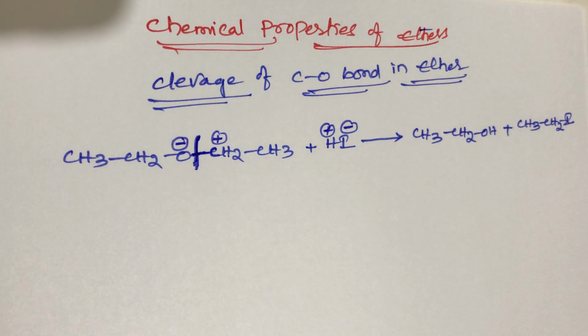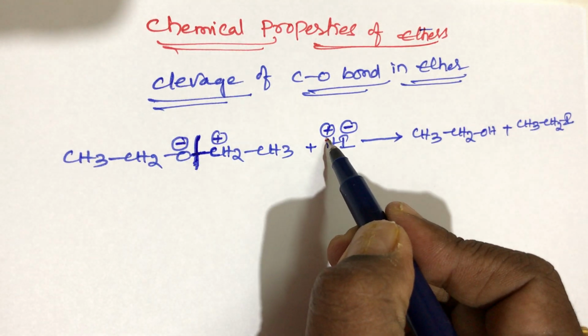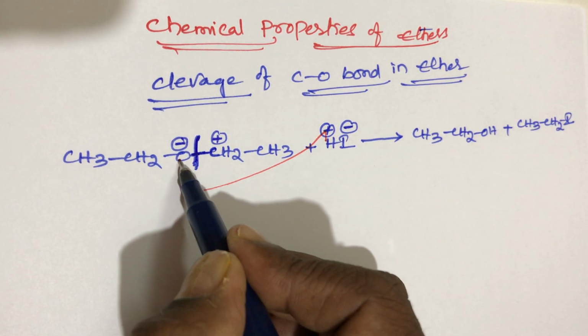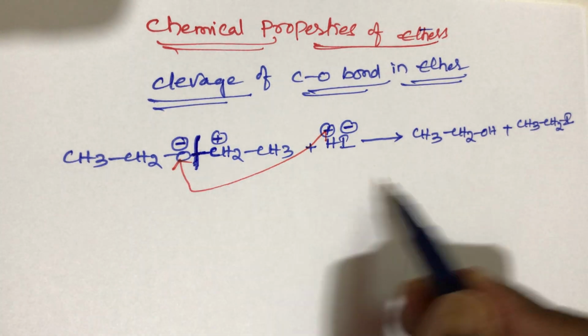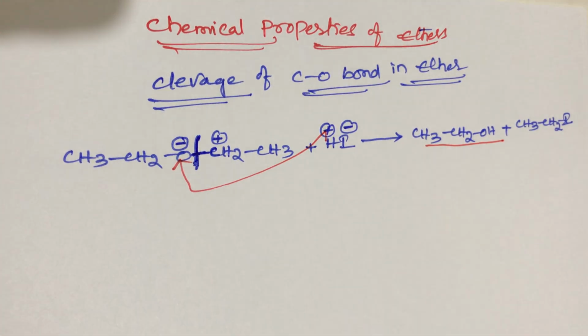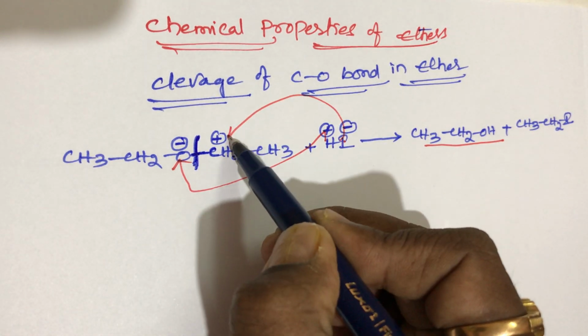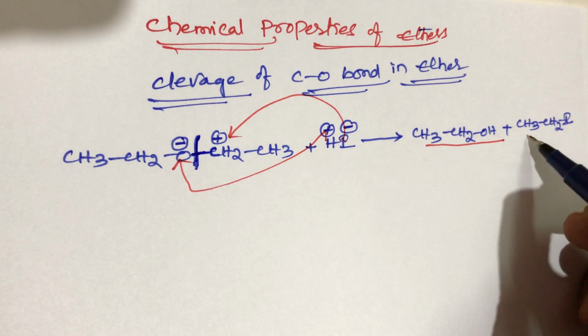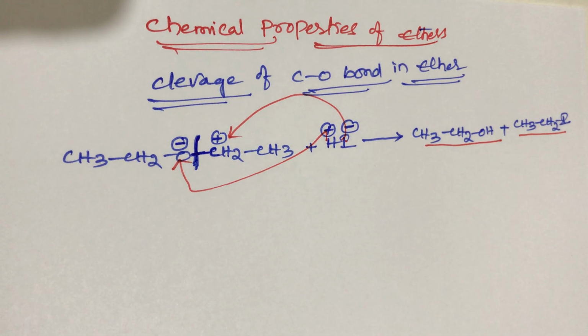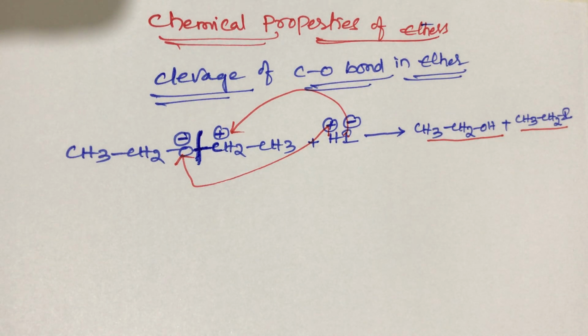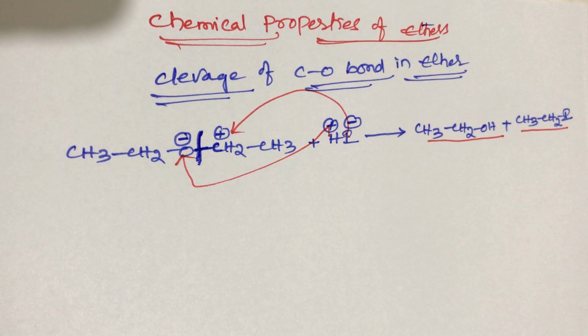So here H plus attacks the negative charge side and we get ethyl alcohol. Then I minus attacks the positive charge side and we get ethyl iodide. This is a simple trick for ethers. When diethyl ether reacts with hydroiodic acid, it gives ethyl alcohol and ethyl iodide.